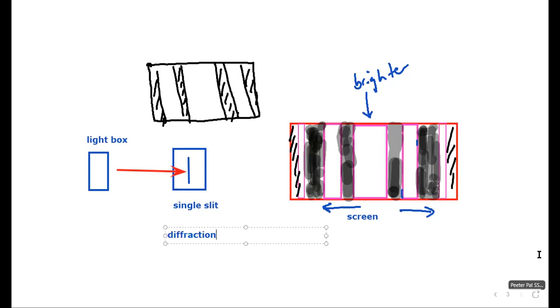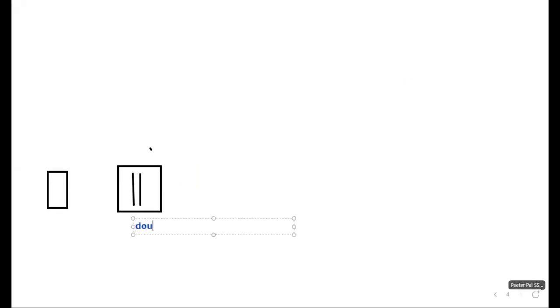Now we look at interference. So when you look at interference, all right, first as usual, you have your light box. Then you have your double slit now, two slits. And these double slits must be very close to each other, all right? Very close. This is the double slit. So now we are using a double slit. So what will happen on the screen now?